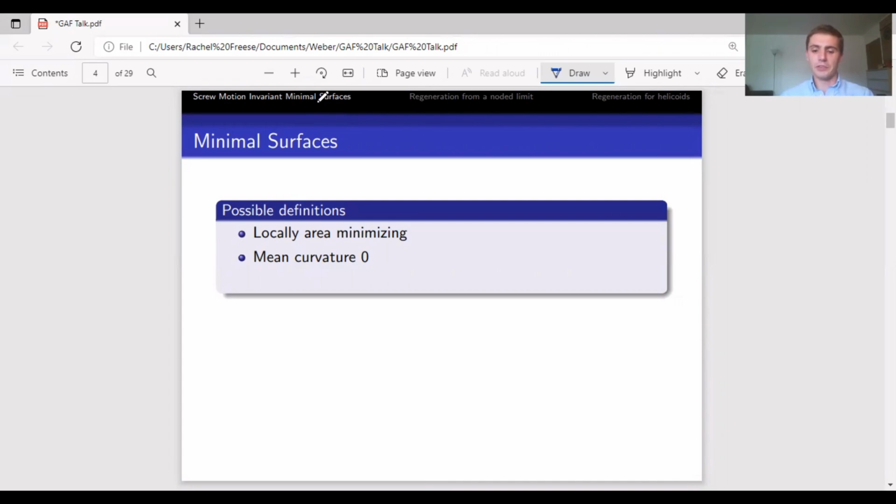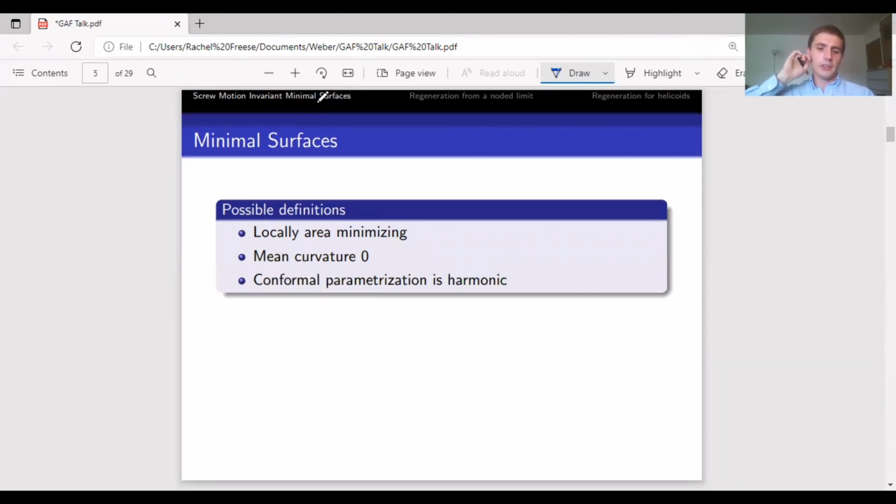So these are surfaces in Euclidean space. Another one is that conformal parametrizations are harmonic. And that's maybe a little less known, but more relevant to the topic at hand, because it connects minimal surfaces to complex analysis in a neat way. So we'll get into that a little bit later.